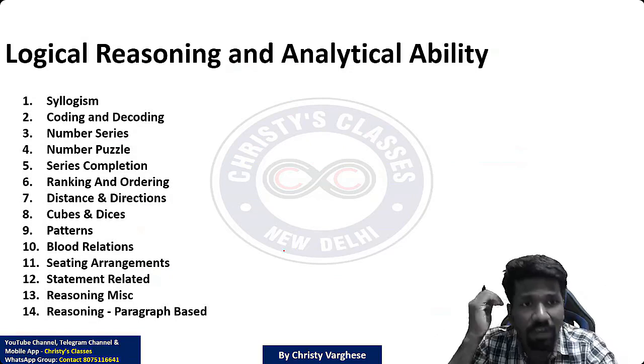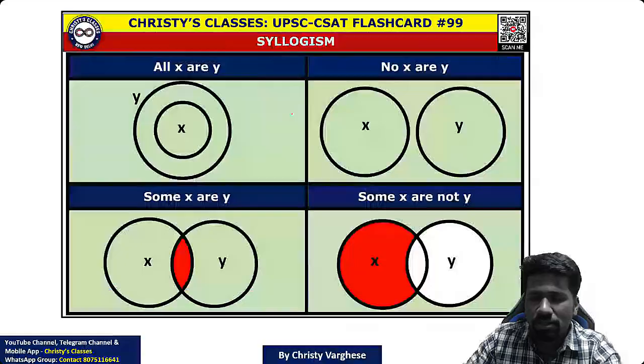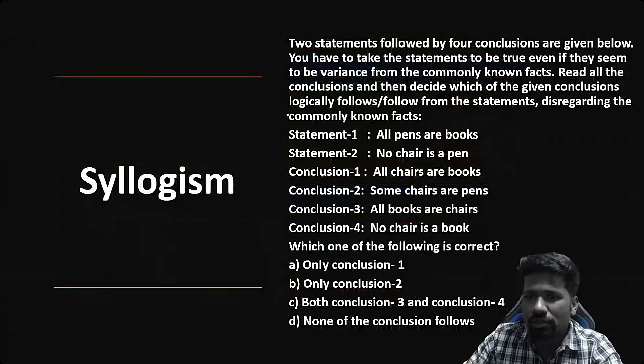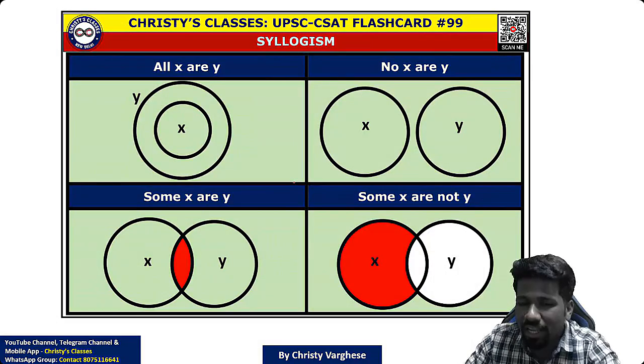Now very briefly I will tell you reasoning topics also. Reasoning topics are comparatively easier. These are the major reasoning topics. First one, syllogism. This was a 2023 question on syllogism. Very simple question. If you know how to draw Venn diagram, it is very simple. That I will train you how to do that.